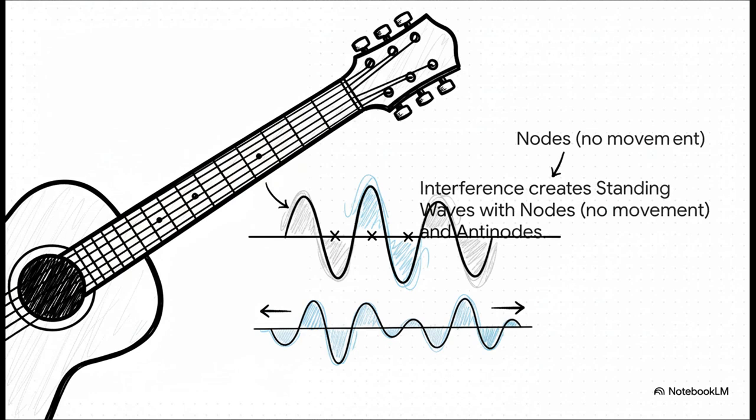On a guitar string. When you pluck it, the wave travels to the end, reflects back, and interferes with itself. This creates these amazing patterns called standing waves. You can literally see parts of the string that are totally still, those are the nodes, and parts that are vibrating like crazy, the antinodes.